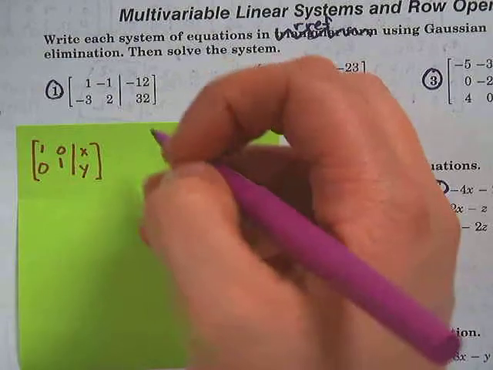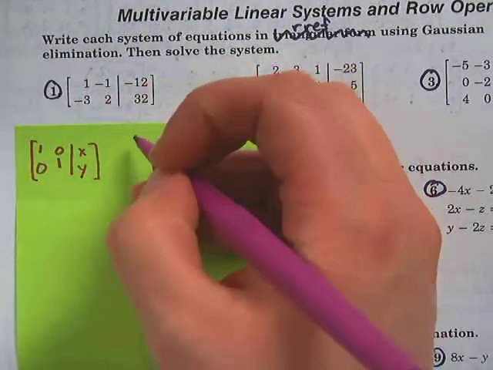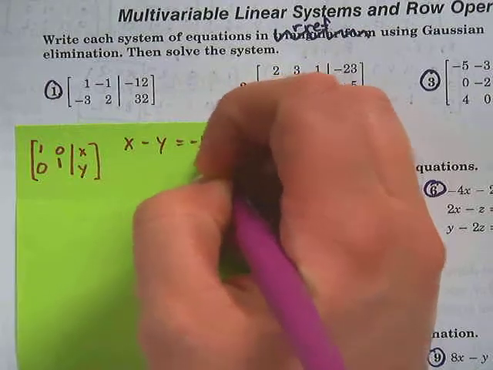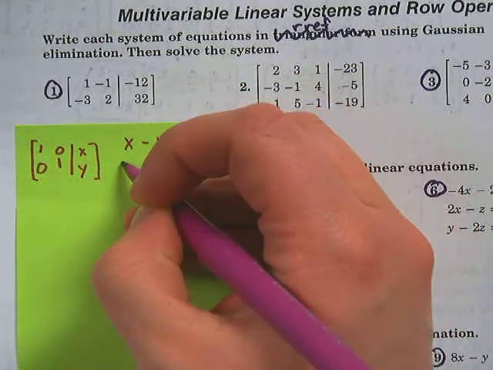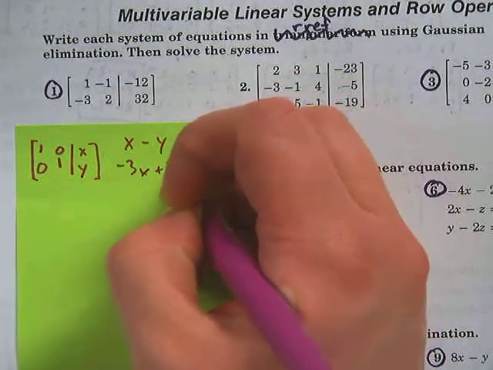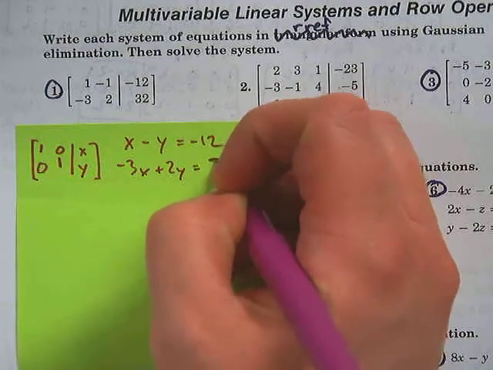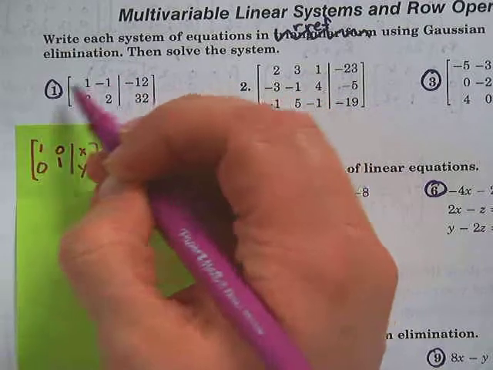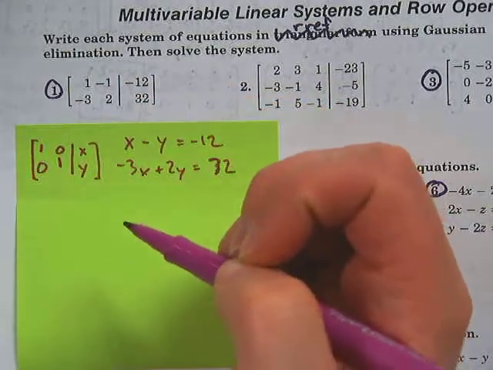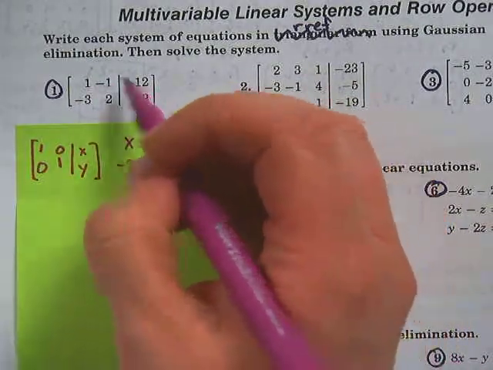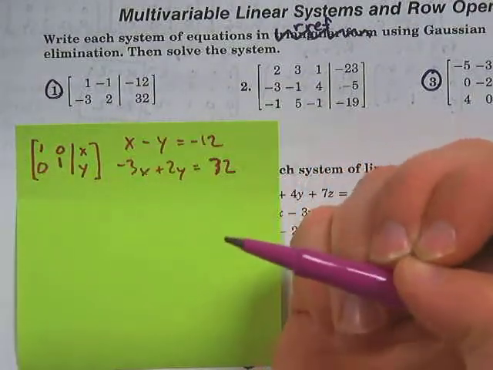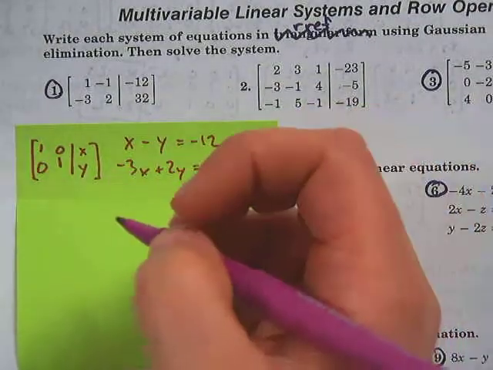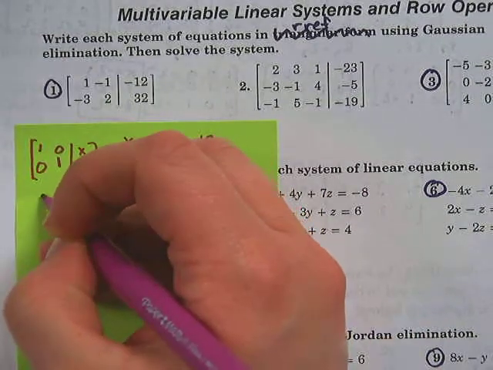So if you had a system of equations like this one, probably came from x minus y equals negative 12 and negative 3x plus 2y equals 32. So that's a system of equations that this particular matrix came from. And to solve that system, we want to get this matrix into this format using row operations. So we're going to do that real quick here.